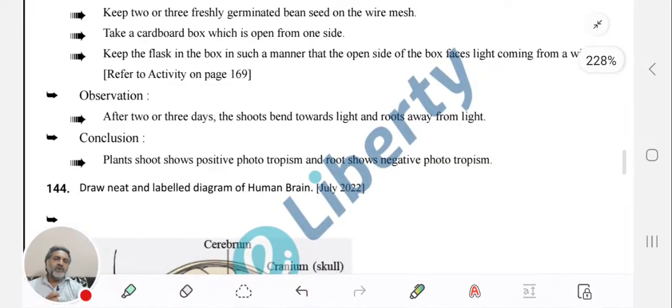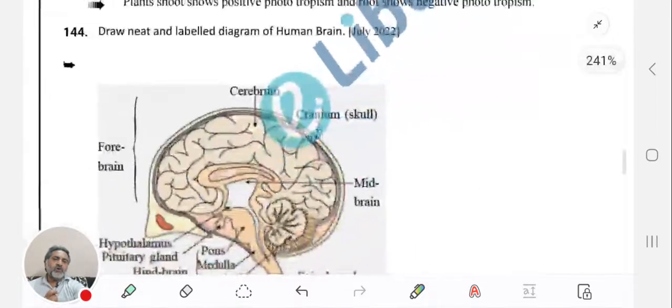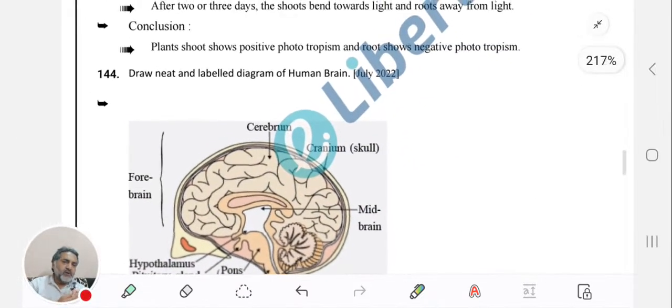Activity, page number 169. Observation: after 2 or 3 days, the shoot bends toward the light and the root grows away from the light. Conclusion: the shoot shows positive phototropism and the root shows negative phototropism. Now question number 144.